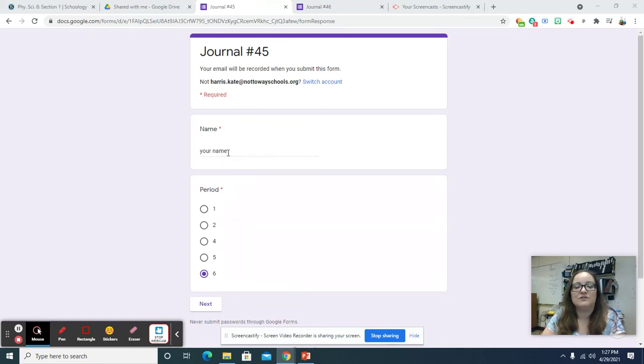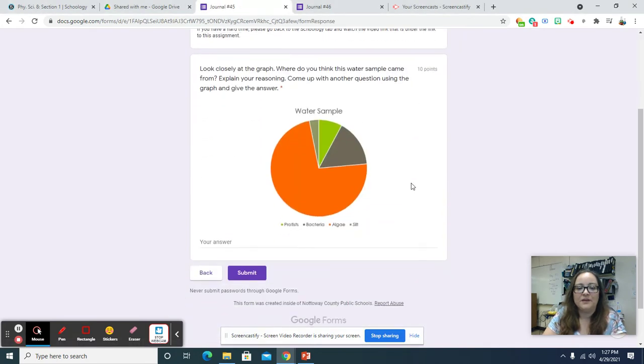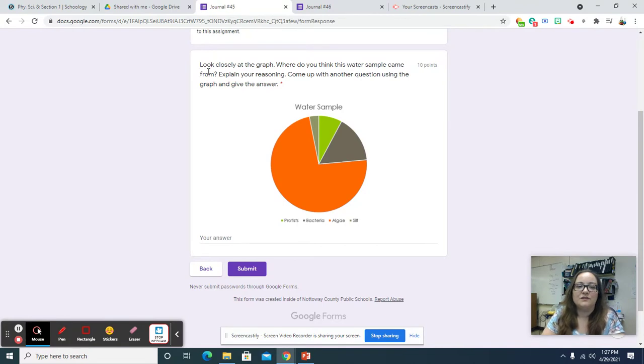On the first screen, you're going to put in your name and click the button for whatever period you're in, then hit next. And then we're looking at the journal question. So today and day 56 and day 57 are both working on charts, tables, and graphs. You're going to start an activity for day 56 and it's going to carry over into day 57. So both of the journal questions for journal 45 and journal 46 are both going to be about graphs, looking at a graph and answering a question and then coming up with your own.